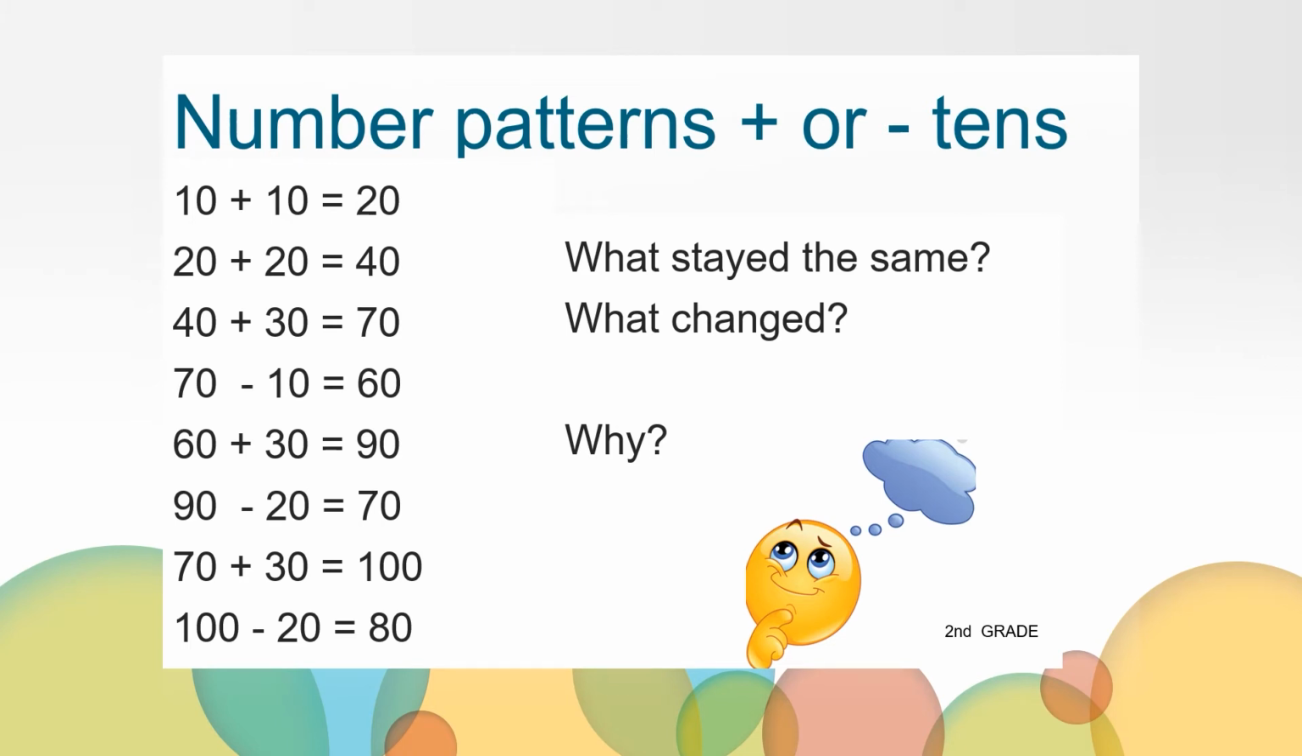Why do you think that is? Only the tens place is changing because we were only adding or subtracting tens. We weren't changing the ones place at all, so that stayed the same the entire time. Now let's explore how many tens there are in 3-digit numbers.